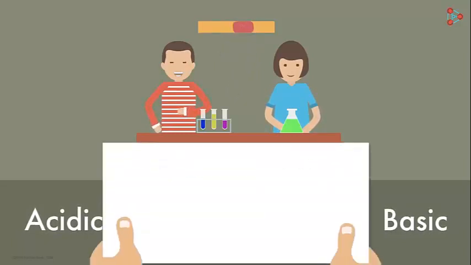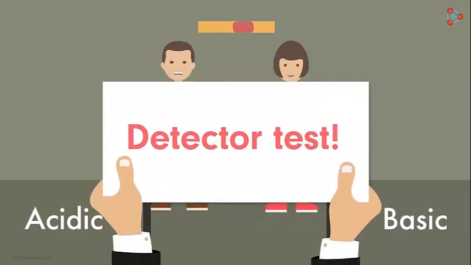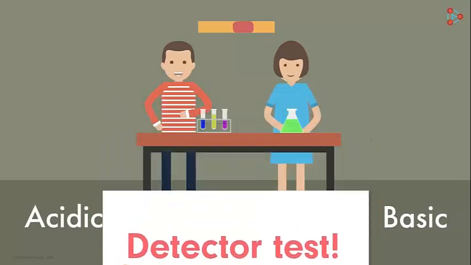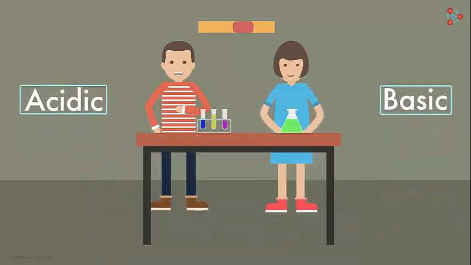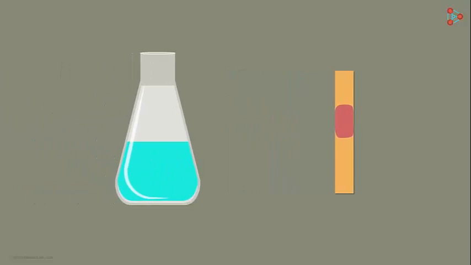The teacher returned and explained that the two had performed one of the detector tests. They were supposed to detect whether the solutions given are acidic or basic. And since the yellow paper changed color and turned red, it indicated that one solution was tested. But how does this paper tell us the nature of this solution?